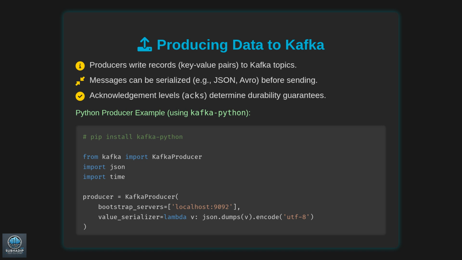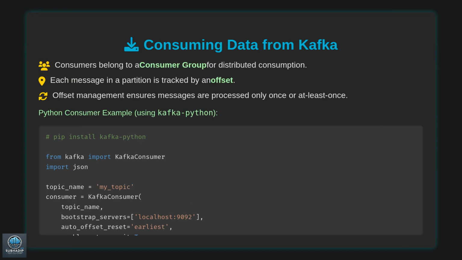Producers are responsible for writing records, typically key-value pairs, to Kafka topics. Before sending, messages are often serialized, for example, into JSON or Avro format. The acknowledgement levels, or ACKs, configure the durability guarantees for messages. Here's a Python example using the Kafka Python library. We initialize a producer, define a serializer for JSON messages, and then loop to send 5 messages to my_topic, pausing briefly between each.